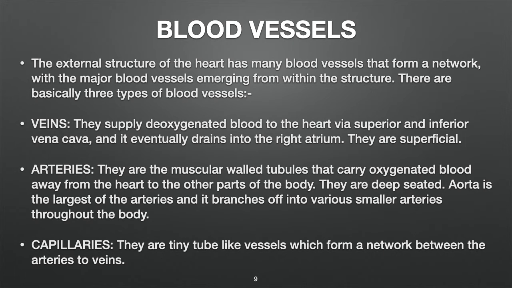Then comes the arteries. They are the muscular wall tubules that carry oxygenated blood away from the heart to other parts of the body. They are deep seated. Aorta is the largest artery and the vena cava is the largest vein. Don't forget, these are the most important questions. So aorta branches off into various smaller arteries throughout the body.